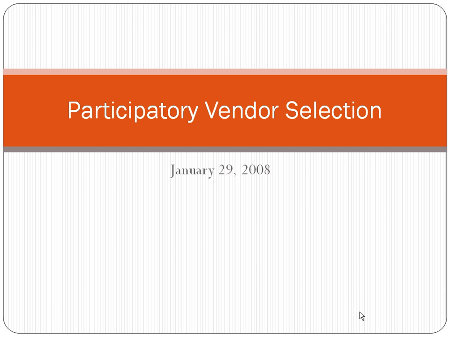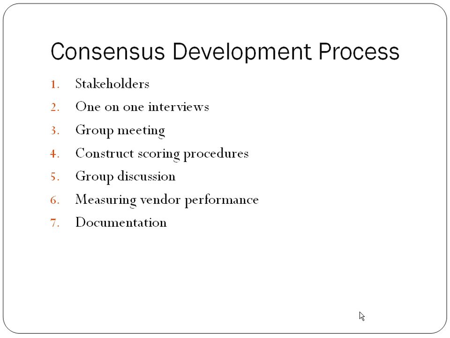This is a presentation demonstrating the process of participatory vendor selection. In this case, Hospital A, a mid-sized practice with 6 to 30 physicians, approached an analyst from Firm B for assistance in selecting the appropriate electronic health record for its mid-sized practice of 6 to 30 physicians.